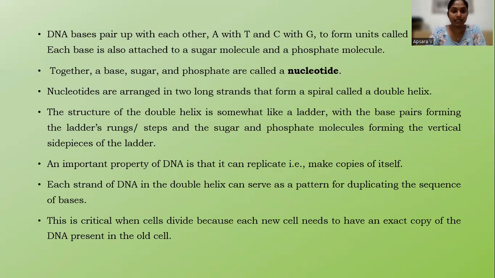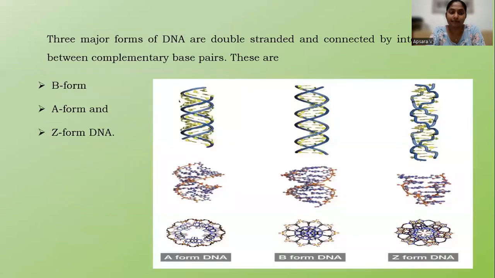The structure of the double helix is somewhat like a ladder, with the base pairs forming the ladder's rungs or steps, and the sugar and phosphate molecules forming the vertical side pieces of the ladder. An important property of DNA is that it can replicate, that is, it can make copies of itself, and each strand of DNA in the double helix can serve as a pattern for duplicating the sequence of bases. This is critical when cells divide because each new cell needs to have an exact copy of the DNA that is present in the old cell.